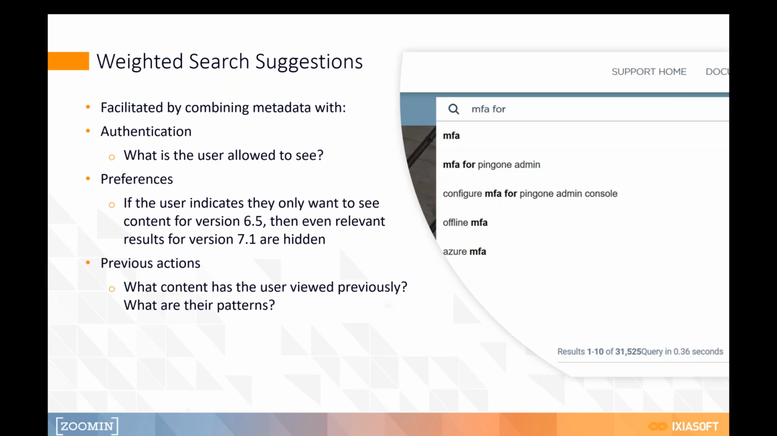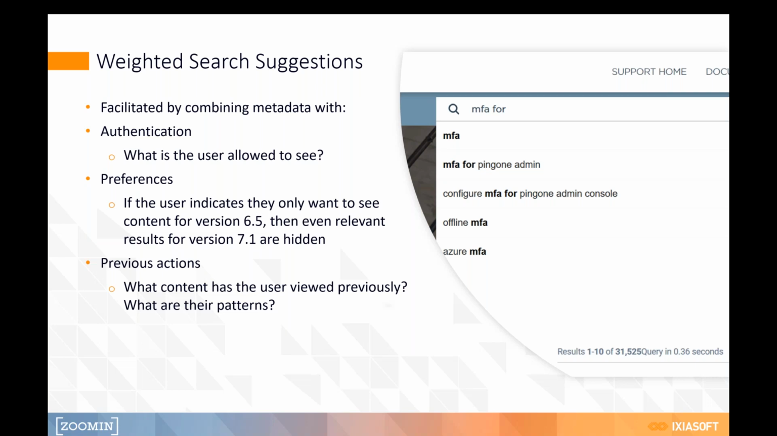Authentication can also help ensure that we have entitlement. So if there's stuff that I as a user shouldn't see, that a system admin should, and I go in as a user, then I won't see the stuff that I'm not allowed to see. So authentication is a big way to use metadata and taxonomy to support your weighted search.